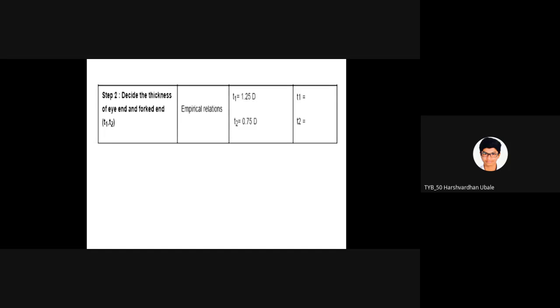What is the next step? What dimensions did we calculate? The fourth end, that is the thickness of the single eye and the thickness of the double eye of the 4K. For the single eye thickness we used the abbreviation T1 and for the double eye thickness we used T2. Here we are going to use empirical formulas: T1 is equal to 1.25 of D and T2 is equal to 0.75 of D. You have already calculated D as 33 millimeter. Just calculate T1 and T2. What are the values of T1 and T2?